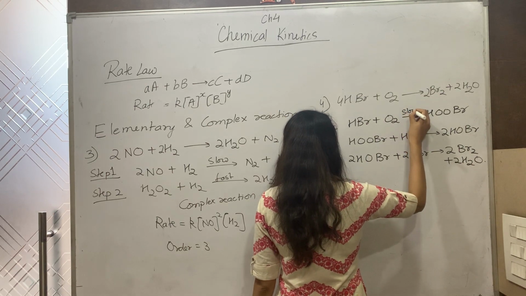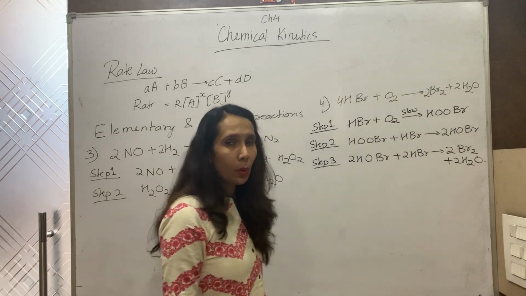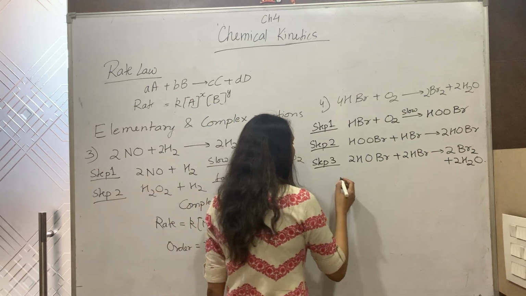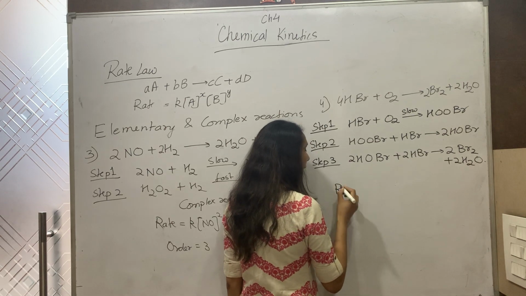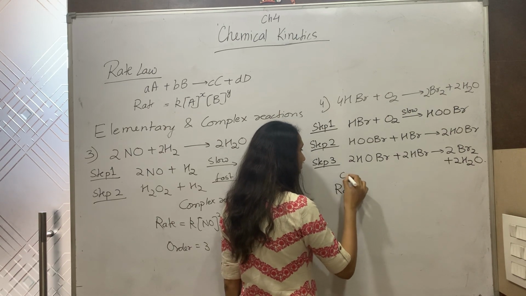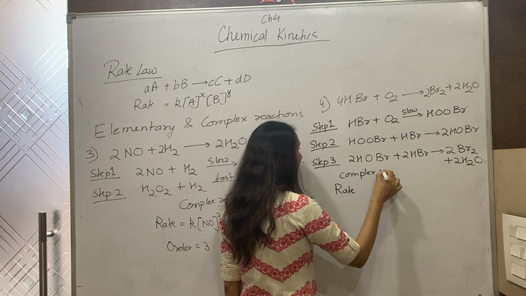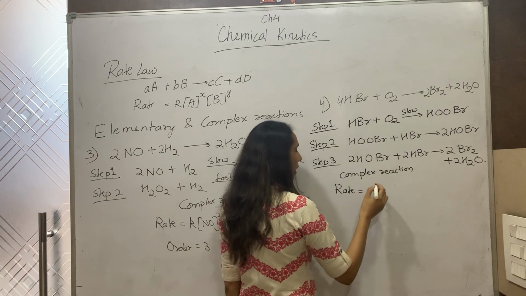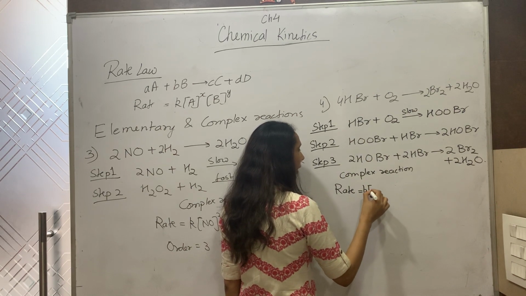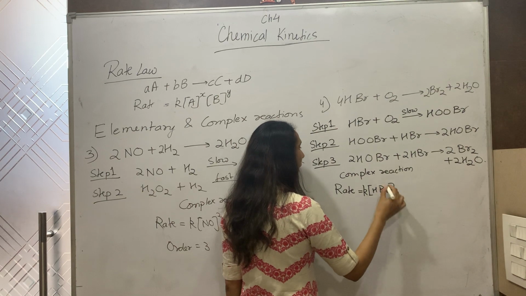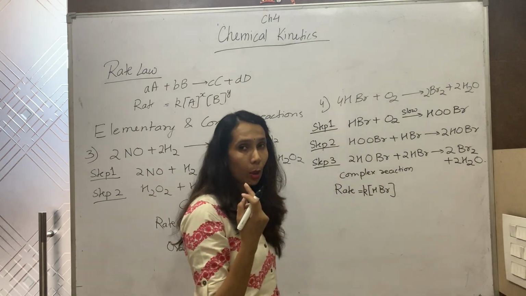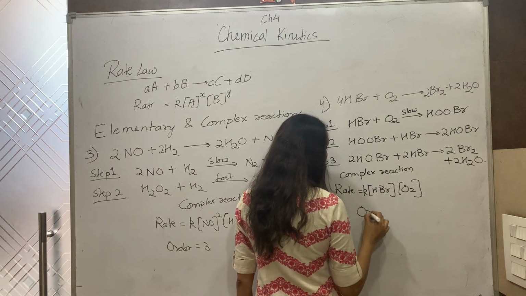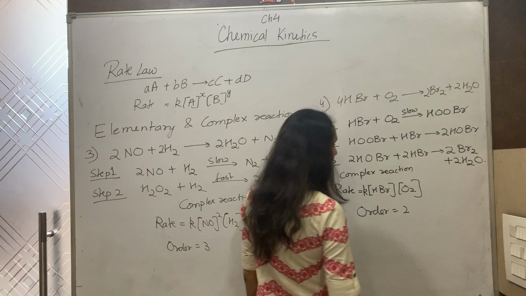First step is the slow step. And you know that the slow step is called the rate determining step. So, what is the rate of the reaction? It is a complex reaction, of course, taking place in more than one step. And the rate law is written on the basis of the slow step. This is the slow step. Rate is K [HBr] to the power 1, because the stoichiometric coefficient in the slow step is 1, and [O2] to the power 1. The order of reaction is 2.